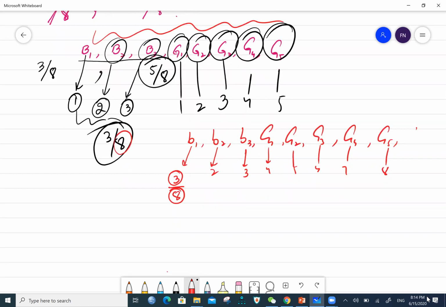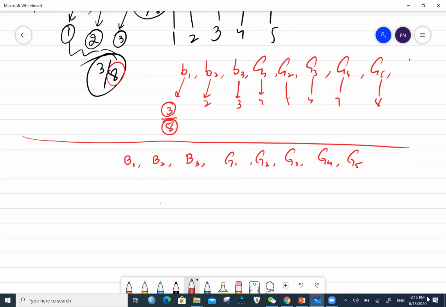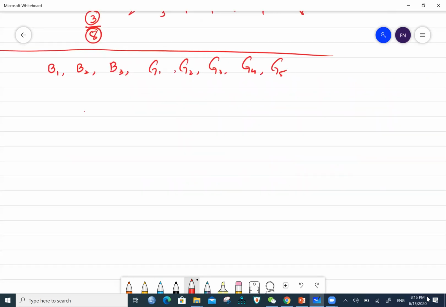Now the twist is here. Same question. I say that B1, B2, B3, girl 1, girl 2, girl 3, girl 4, and girl 5. Now I say that I want to select 2 male students. I want to select 2 male students. And I must say one more thing.